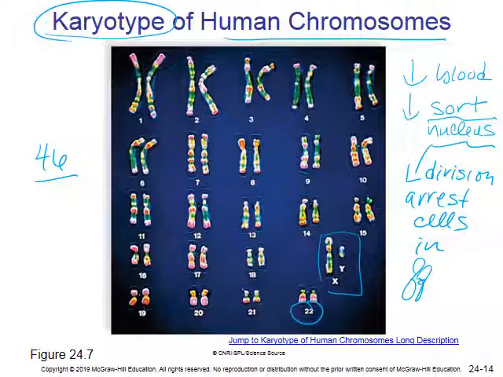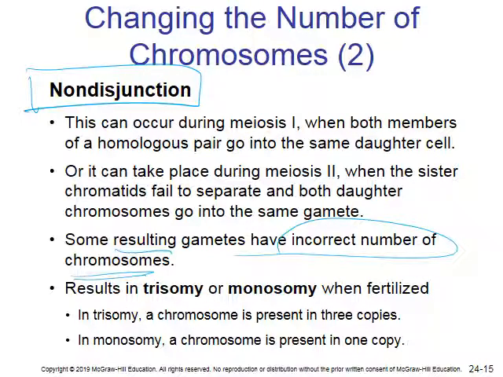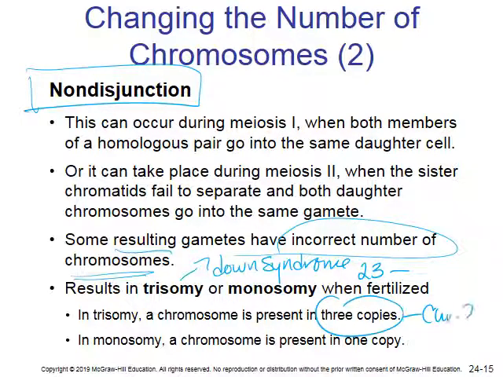Well, sometimes we can have different numbers depending on if meiosis 1 or 2 did not divide properly. If chromosomes do not divide properly during meiosis 1 and 2, we call this a non-disjunction event. As a result, some of the gametes are going to have an incorrect number of chromosomes. I'm sure we've heard of Down syndrome. Down syndrome is trisomy 23, where we have 3 copies of chromosome 23. There's also monosomy, where you only have 1 copy.